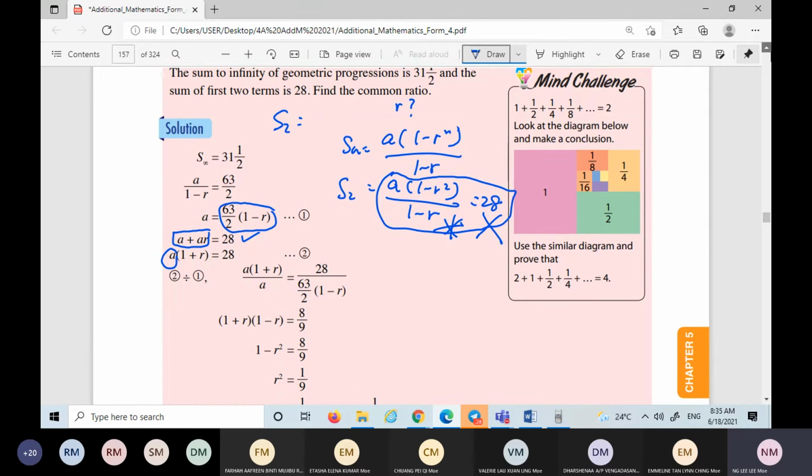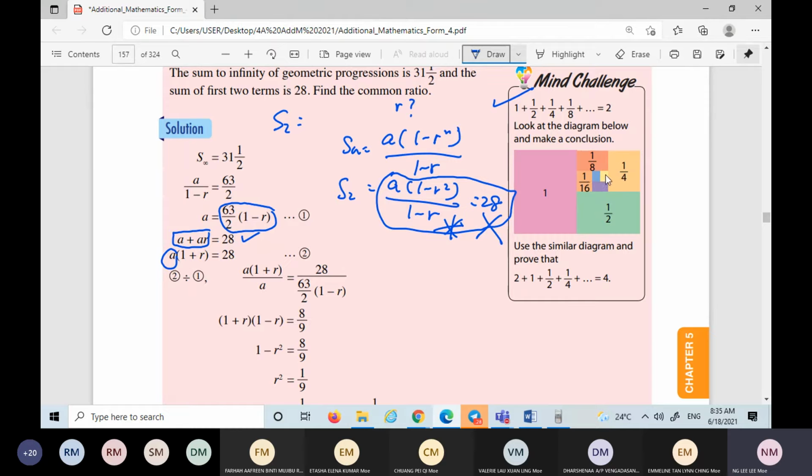Okay, let us see this one. This one you can try by yourself. This one is how we make use of the sum to infinity. So you have 1 plus a half plus 1/4 plus 1/8 plus until no end, which means until infinity. This is the diagram that represents this series.